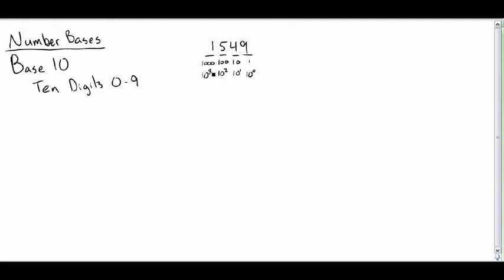So you can get the decimal value of this by taking 1 times 1,000, 5 times 100, 4 times 10, and 9 times 1.